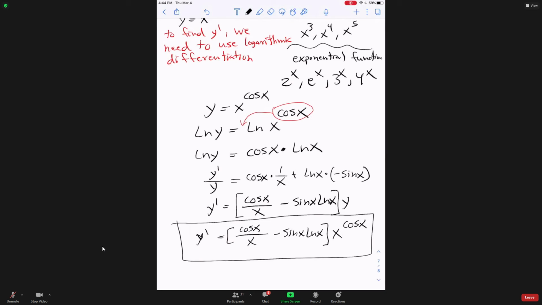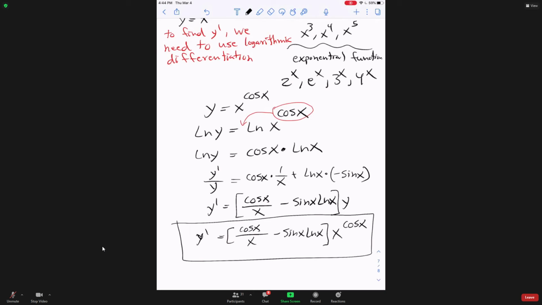Could you have just kept this equation as cosine x times (1 over x plus ln x) times sine of x, or would that be incorrect? Negative sine of x. Yeah, you could leave it like that without combining them, is what I'm saying. I would give it to you still, yeah.